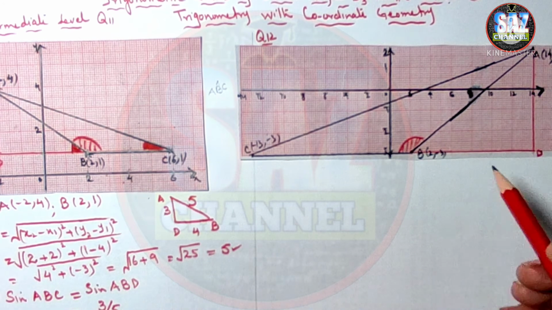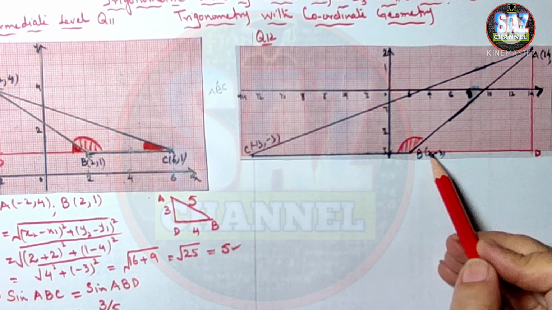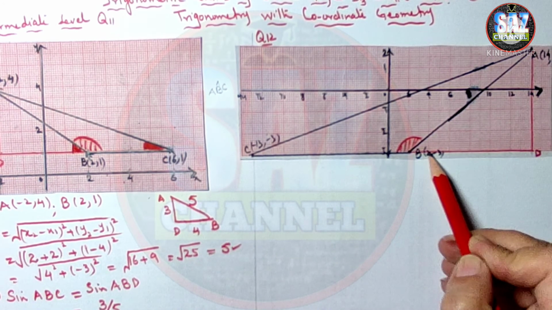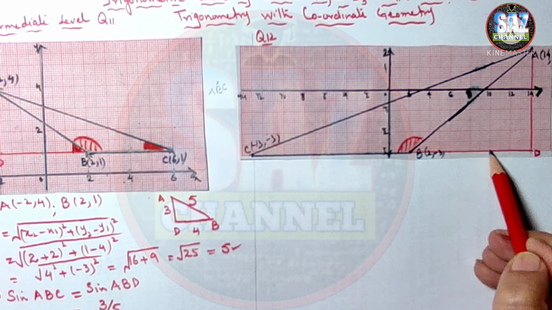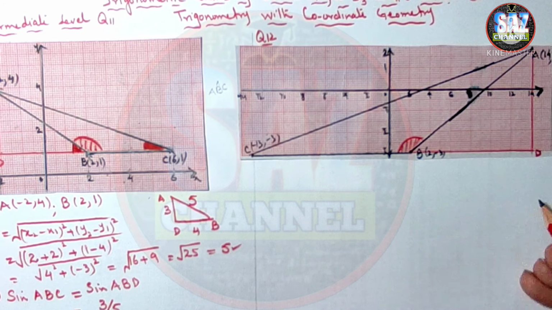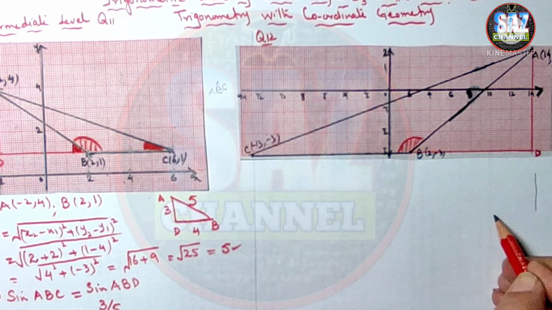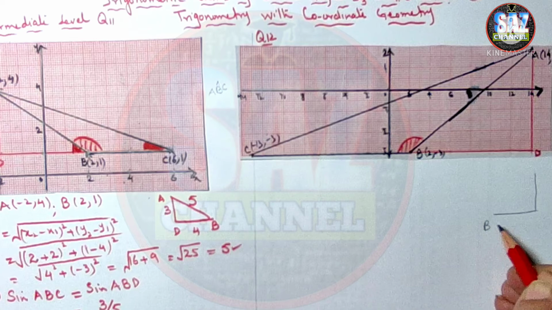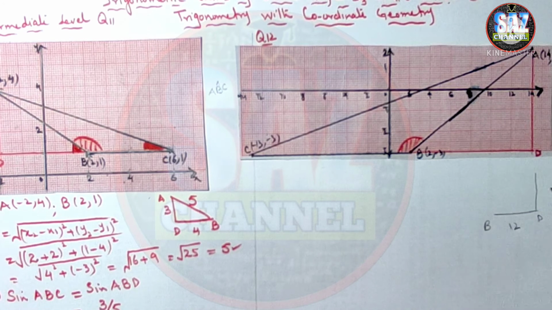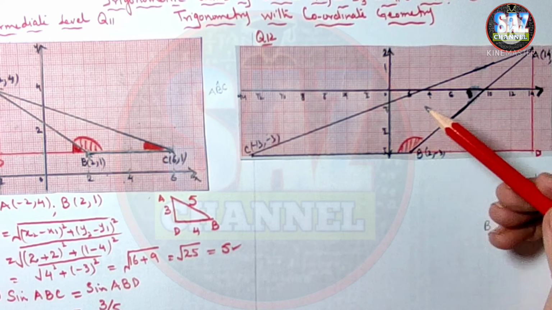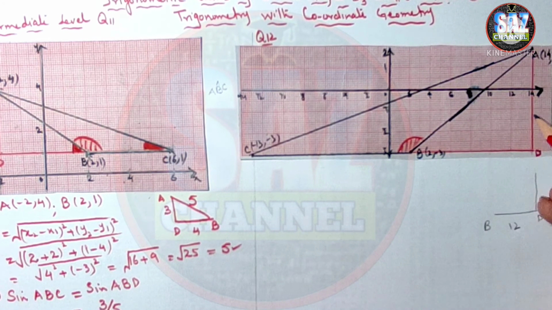Let's check the base and height of this adjacent right triangle. 2, 4, 6, 8, 10 and 12. The base of the adjacent triangle is 12 units, and for the height we are taking 1 centimeter gap equal to 1. So 1, 2, 3, 4 and 5.